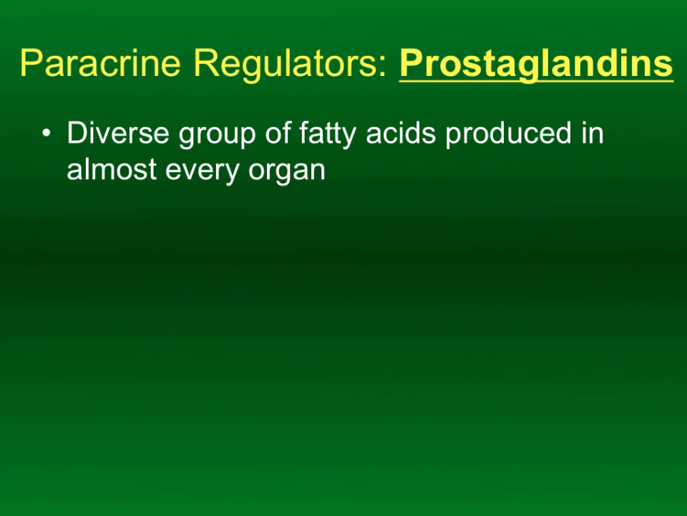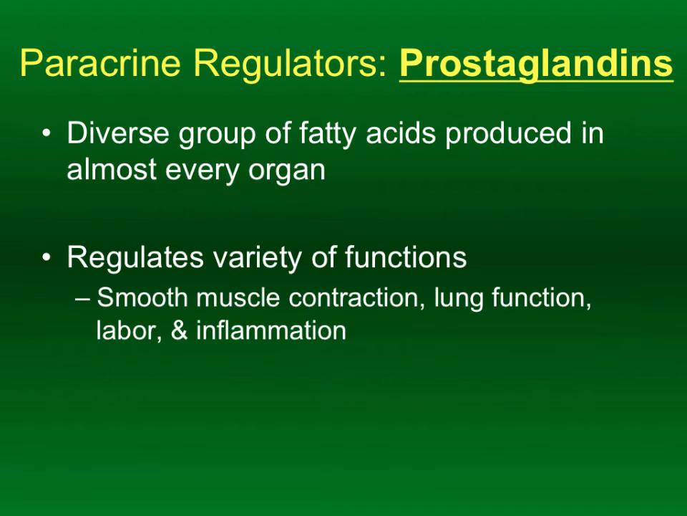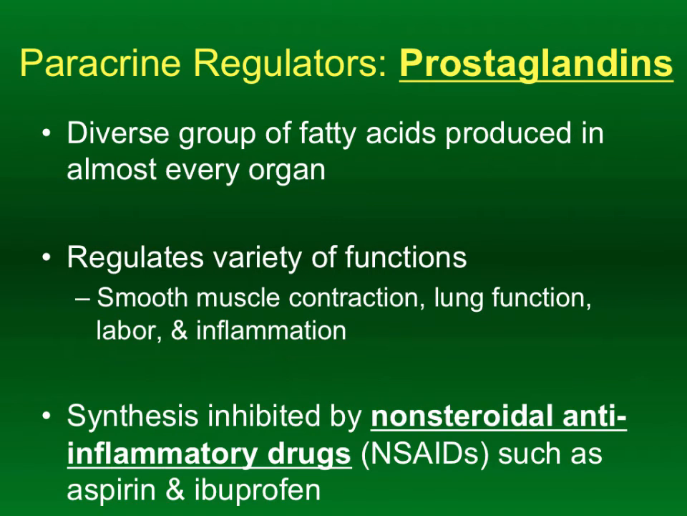Now, prostaglandins, this is another one of those paracrine things. Remember, we talked about paracrine. These are things that act at a relatively short distance away from their source. Prostaglandins are produced by pretty much every organ in the body. They're a group of fatty acid molecules. They do a lot of things. They can cause smooth muscle contraction. They help affect lung function. They're involved in labor. And probably most importantly for our purposes right now, they are involved in inflammation.